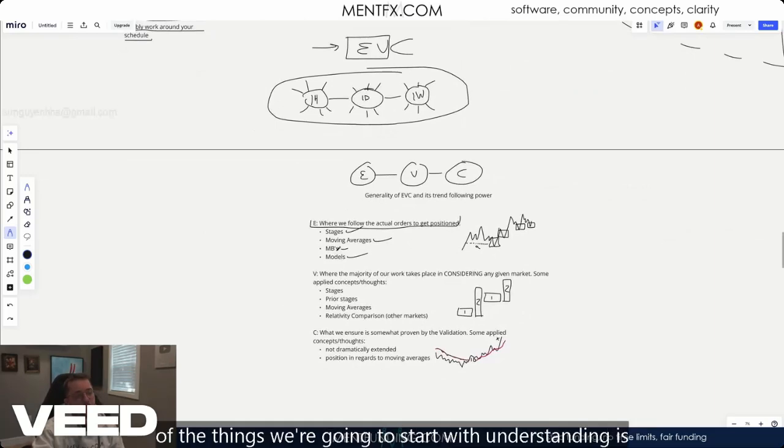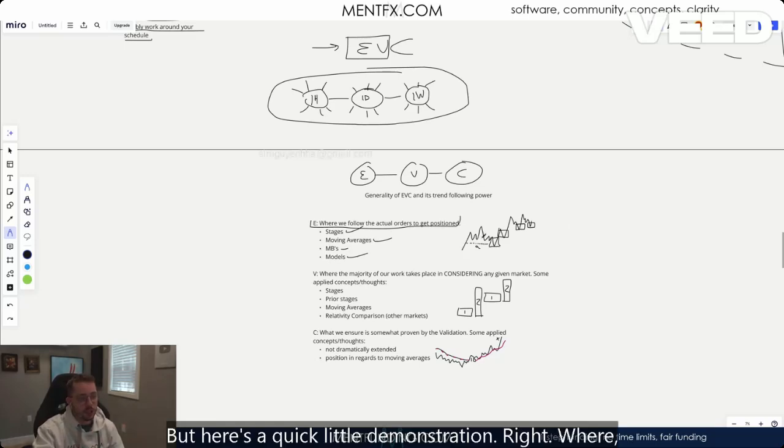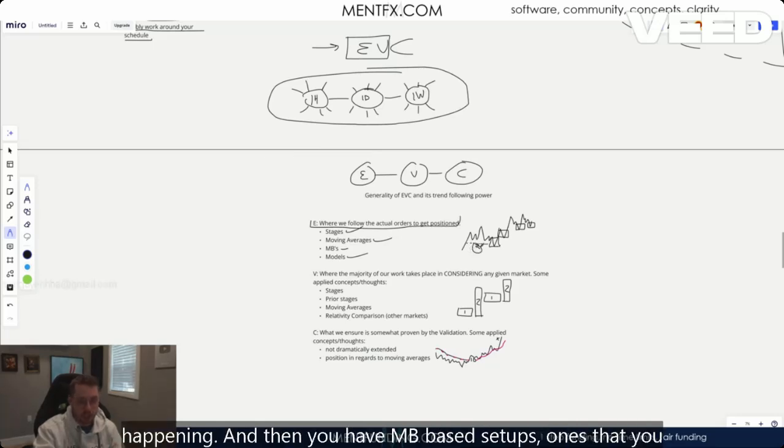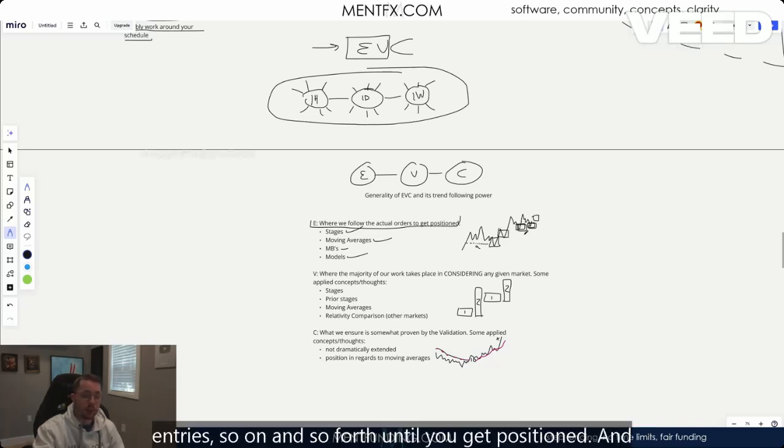And one of the things we're going to start with understanding is actually stages and models. These are things that kind of interact together. And we'll talk about that in a second. But here's a quick little demonstration, right? Where, again, you have some kind of anticipation of the low rule being met. So that's overall potential accumulation happening. And then you have MB-based setups, ones that you can enter lower, some that you can enter in a larger way, some you can enter up here, new ones that happen, entries, so on and so forth, until you get positioned and hopefully you're part of that trend.